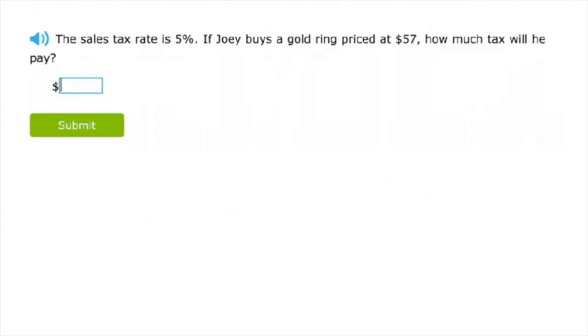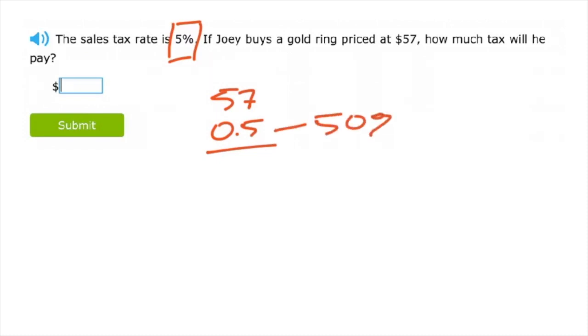For this problem, I chose it on purpose because a lot of students will make a mistake right there where they take the $57 and they want to multiply it by 0.5. Well, 0.5 as a decimal is really 50%, and we don't need 50%. We just need 5%. So the real decimal would be 0.05 times 57. Wow, I'm making lots of mistakes this morning. So now we can do this multiplication.